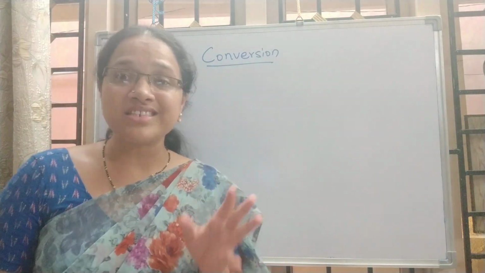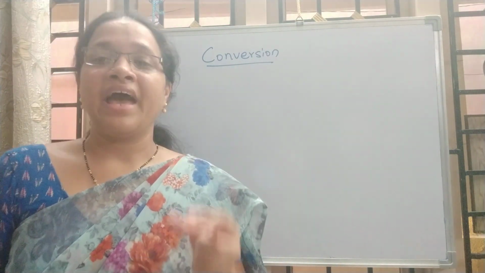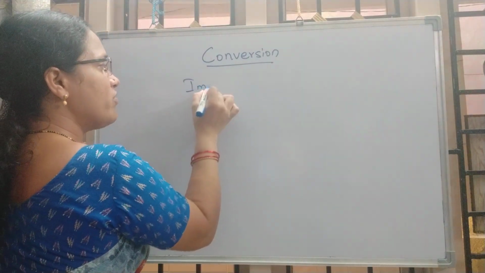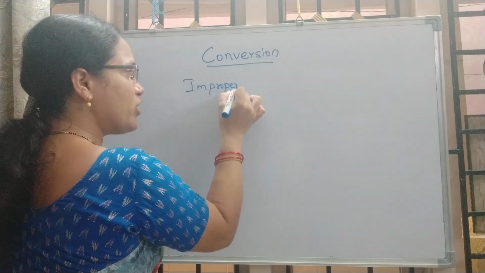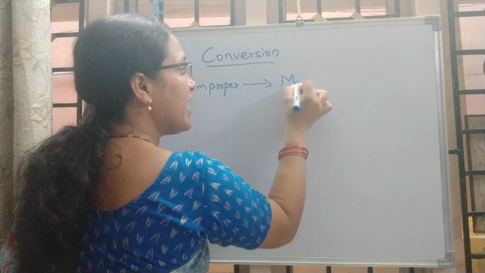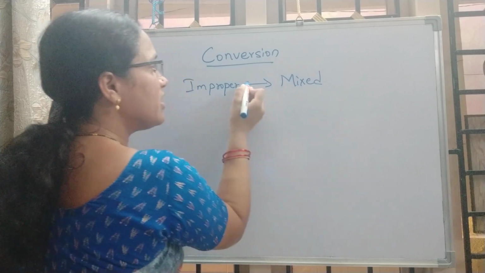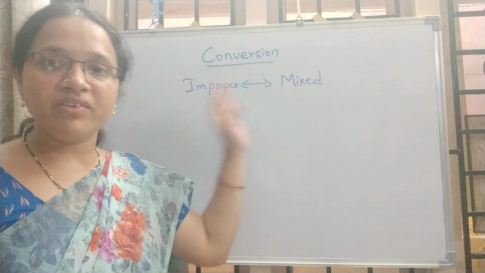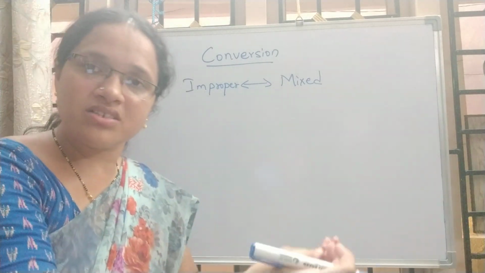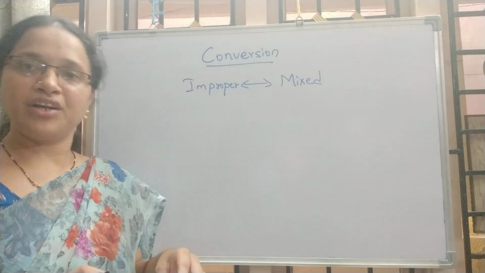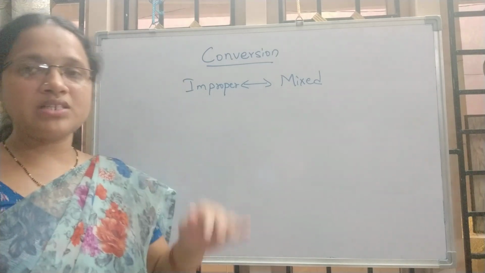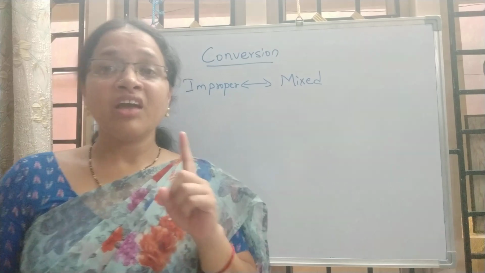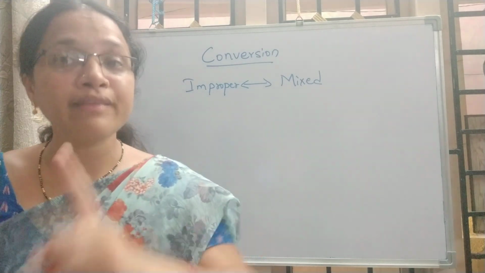Here, conversion is done from an improper fraction. The improper fraction is the only fraction which converts to mixed, and a mixed fraction is the only fraction which in turn converts back again to improper. So conversion is done between only these two. Improper to mixed, mixed to improper. Okay, did you understand? Now let us recall both the definitions. Improper fraction means the numerator is greater than the denominator.